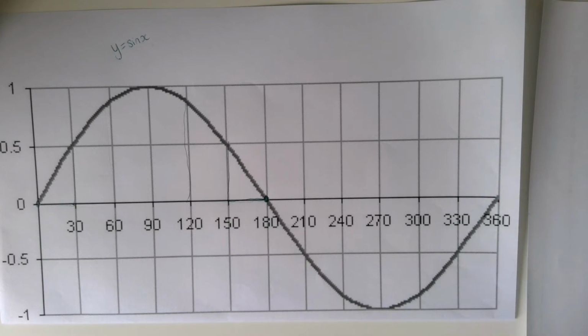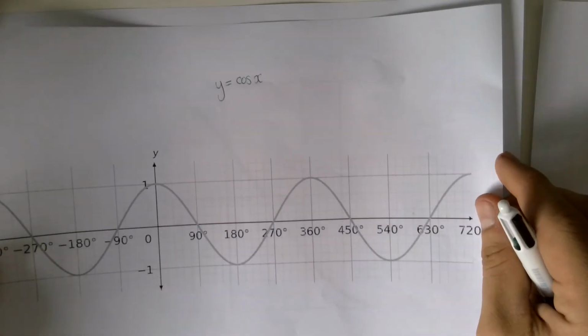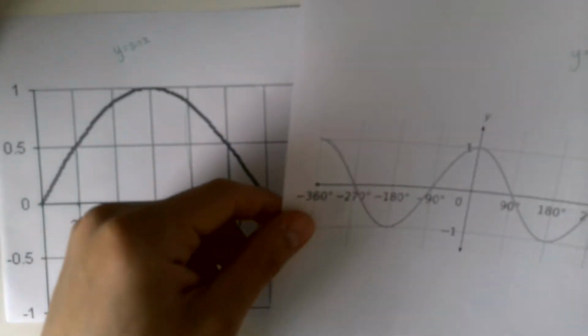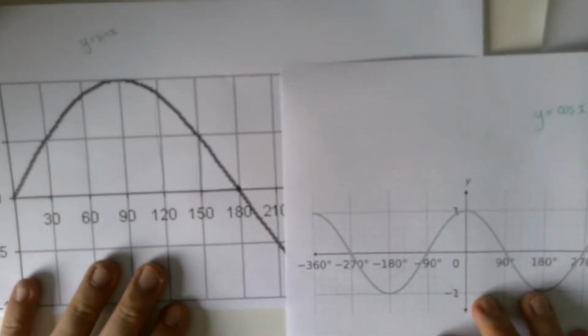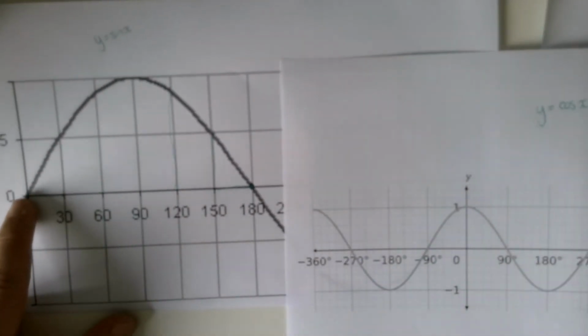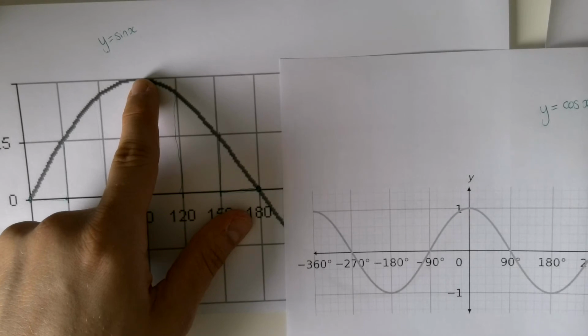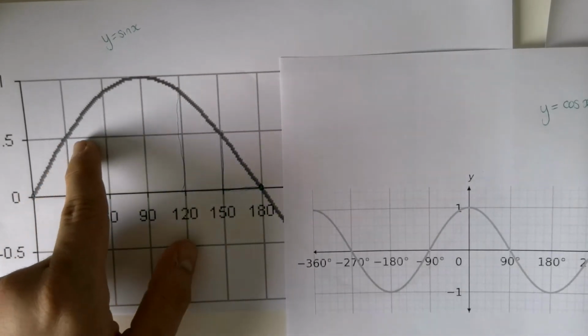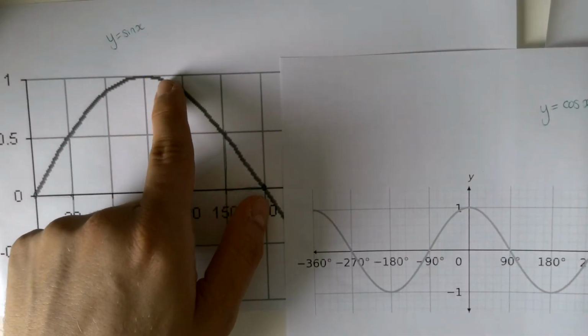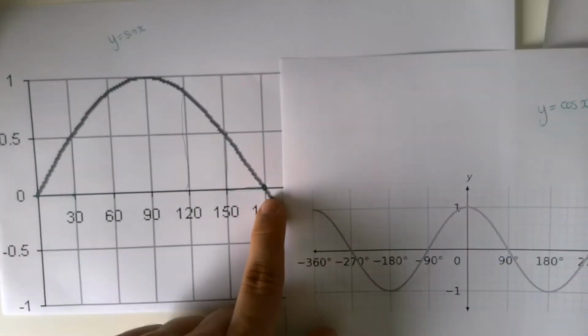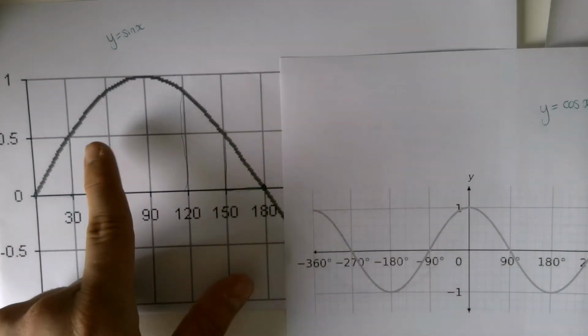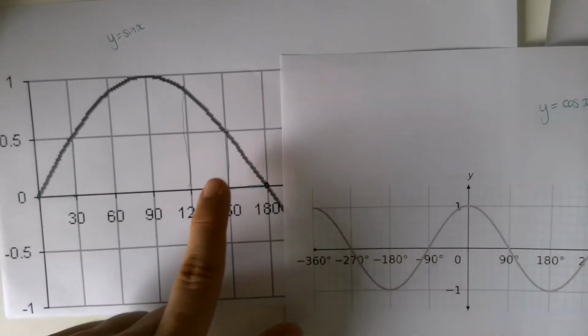Something you may have noticed is that they've got the same shape. If I try to get them side by side, it might be a little difficult. You can see the sine graph starts at 0, and then sine 90 is 1. So it is going up, up, up, reaches 1, and then starts going down. Now, there is actually a relationship between these two.